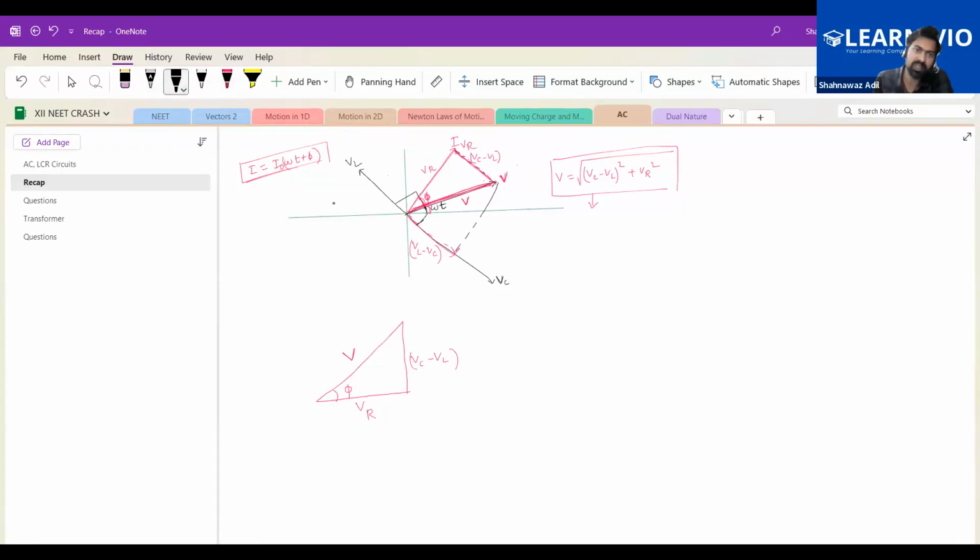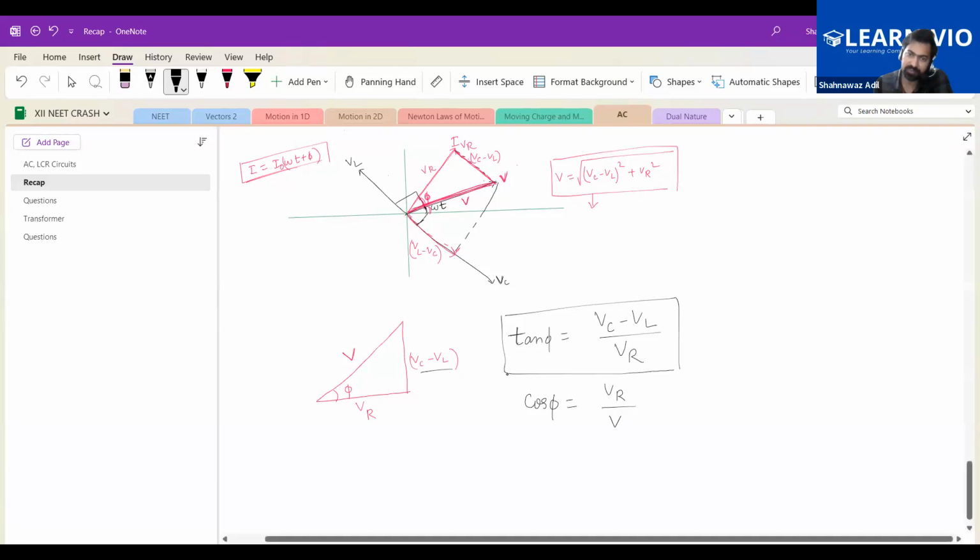So what would be the phase? Tan phi is VC minus VL by VR, and we can write cos phi as well. So cos phi will be how much? That would be VR by V.